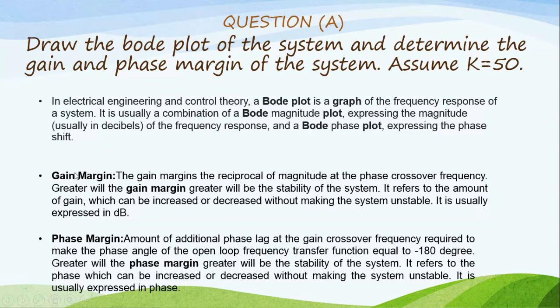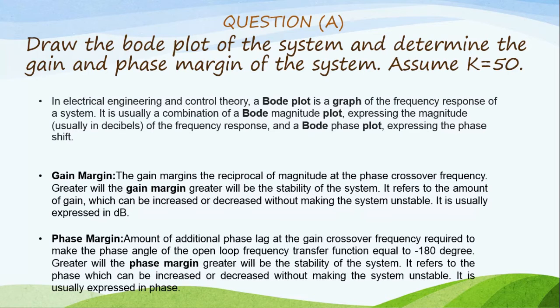So what is the gain margin? The gain margin is the reciprocal of the magnitude at the phase crossover frequency. The greater the gain margin, the greater the stability of the system. This refers to the amount of gain which can be increased or decreased without making the system unstable. It is usually expressed in dB, decibels.